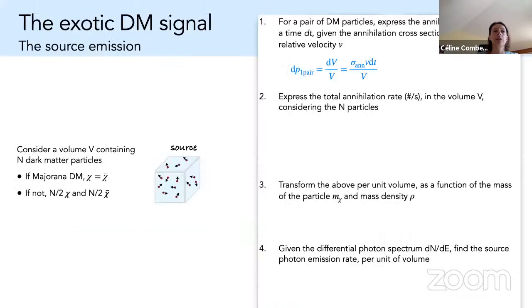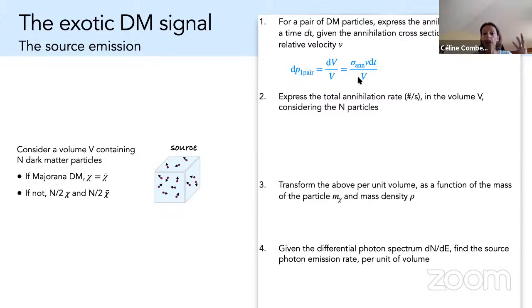And we're going to start with a toyish model. We're going to consider a volume V in which there are n dark matter particles. If the dark matter particle is its own anti-particle, then I have n particles like this. If it's not, I'm going to split the number of particles between the dark matter particle and its anti-particle, and I have n/2 for each. So now I'm first considering a single pair with a projectile and a target, and the annihilation or the reaction cross-section is going to be sigma, and they have a relative velocity v.